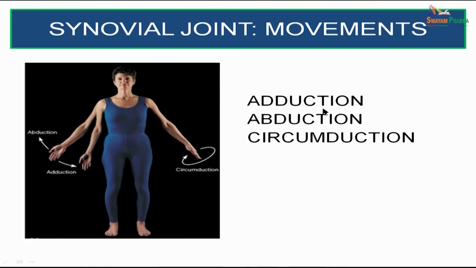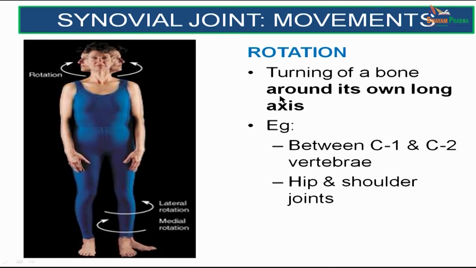We have abduction, that means we move the arm away from the body, or we have adduction, we move the arm towards the body. We have adduction, in which we move the arm towards the body, and abduction, in which we move the arm away from the body, and a combination of them called circumduction, which is a circular movement. We have the movement rotation, in which there is rotation of the bone along its long axis between C1 and C2, or we may have rotation in the hip joint or the shoulder joint.